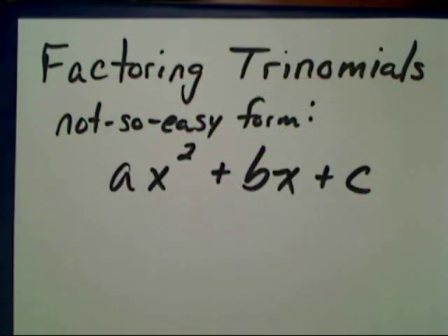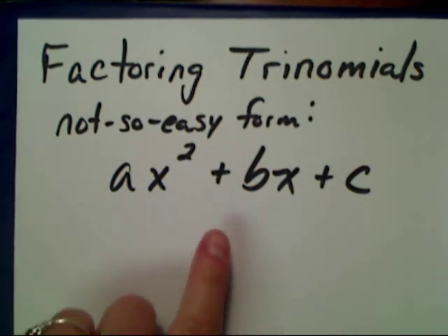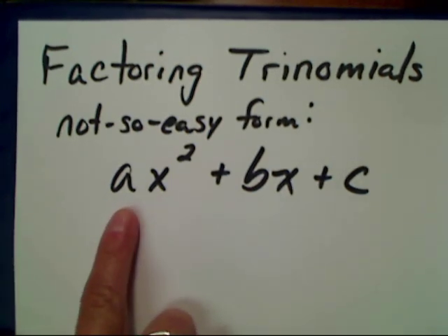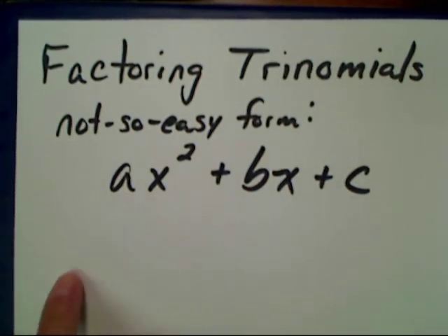Factoring trinomials in your not-so-easy form means that there's a number in front of your x squared. So we have ax squared plus bx plus c. We can no longer just pick two numbers that multiply to c and add to b, because there's going to be a number in front of your x here in your parentheses, and you have to decide, okay, how is that going to manipulate your outside and your inside?